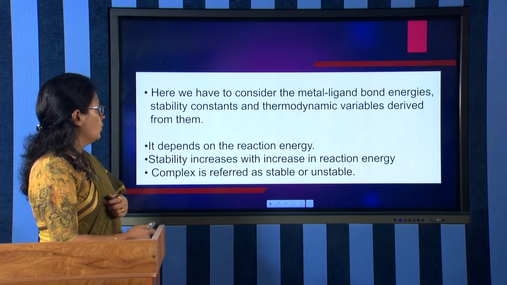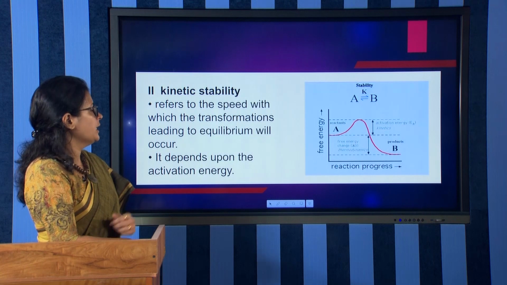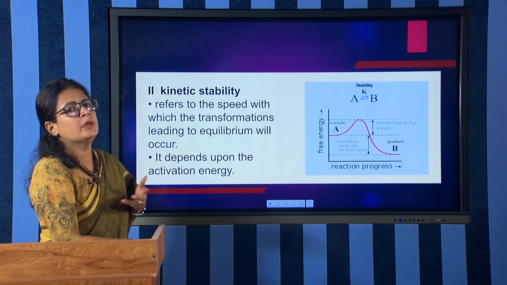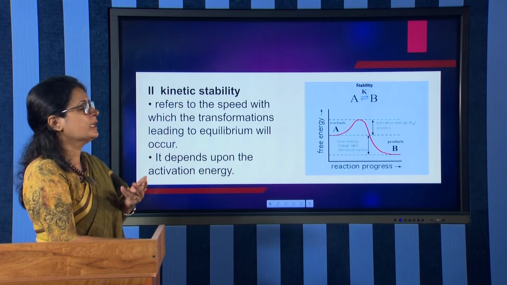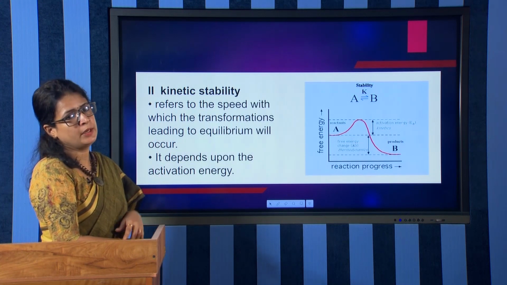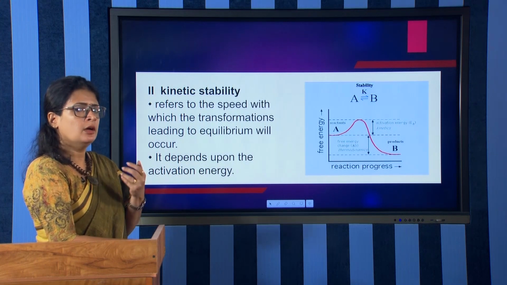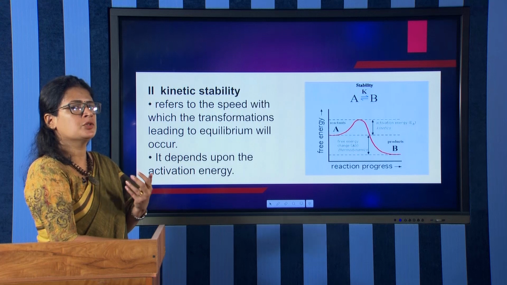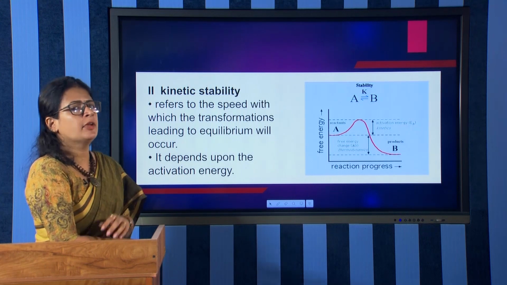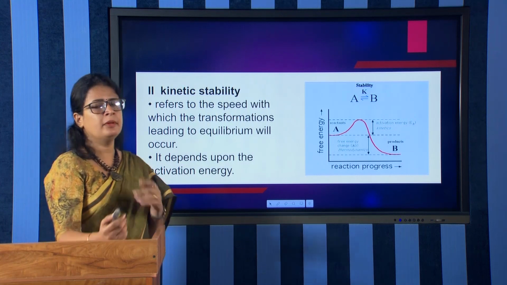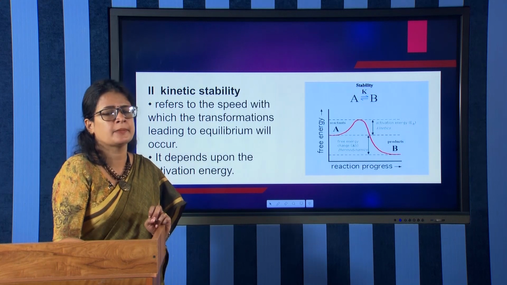Okay. Moving on. The second type of stability is kinetic stability. This refers to the speed with which the complex is formed, the speed with which the transformations leading to equilibrium will occur. Kinetic stability is all about the speed with which the reactants combine to form the product, and it depends upon the activation energy. You might be very familiar with the term activation energy from the lower classes.